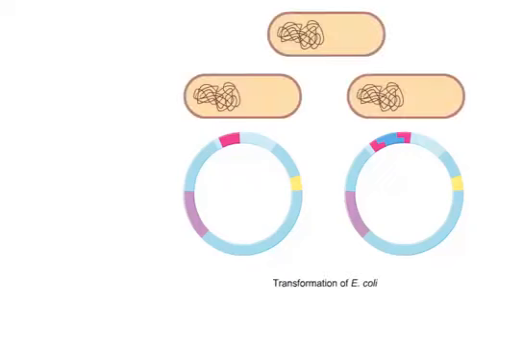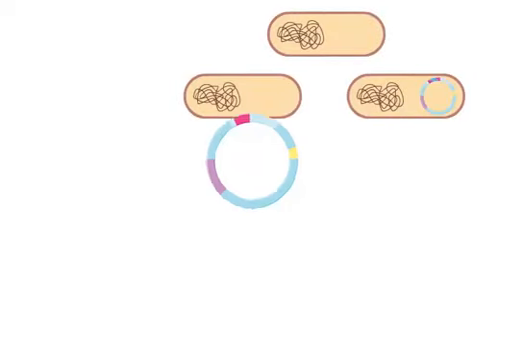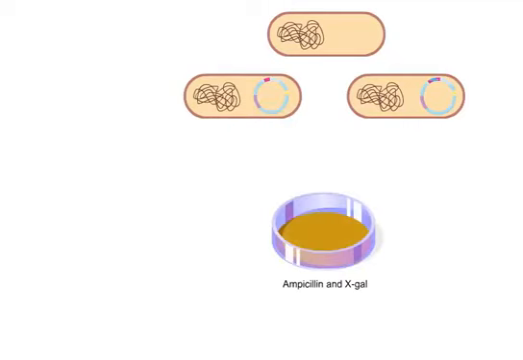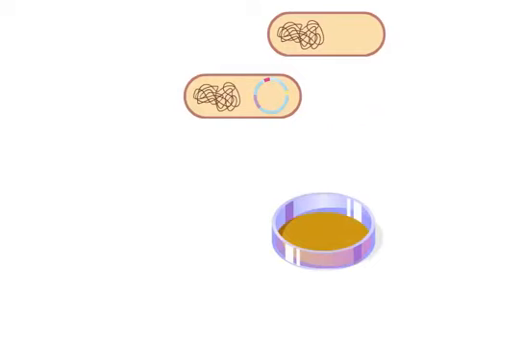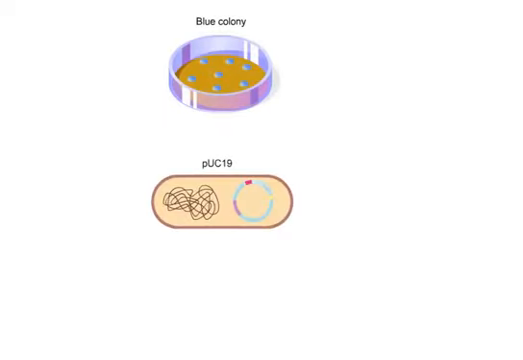The plasmids are introduced into E. coli by transformation. The transformed bacterial cells are grown on nutrient medium containing ampicillin and the colorless chemical X-gal. Only cells containing pUC19 can grow on ampicillin because the vector contains an ampicillin resistance gene. X-gal is used to distinguish the bacteria with recombinant plasmids from those with just pUC19 alone.